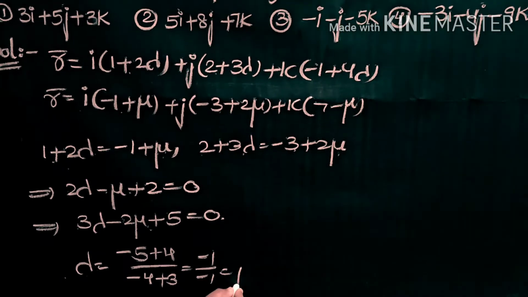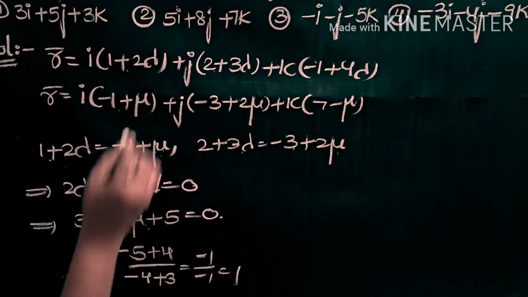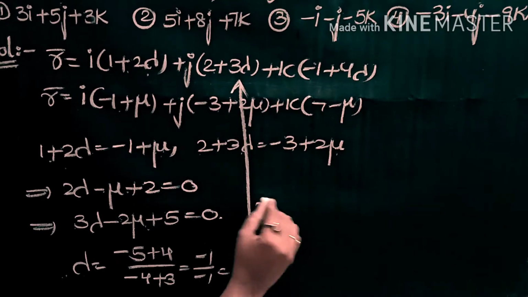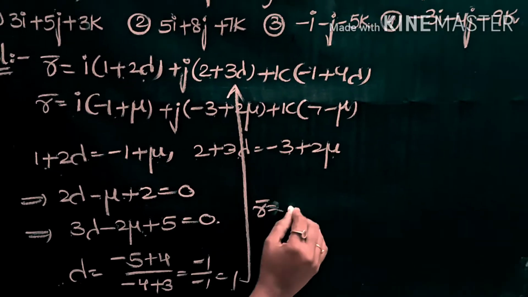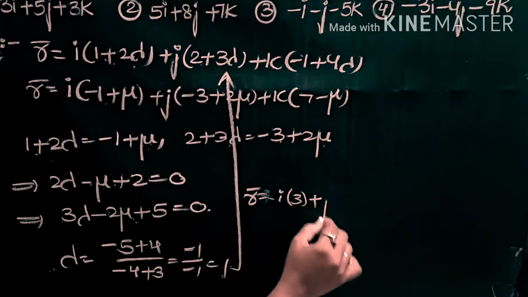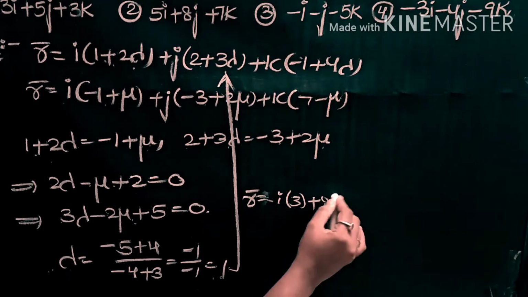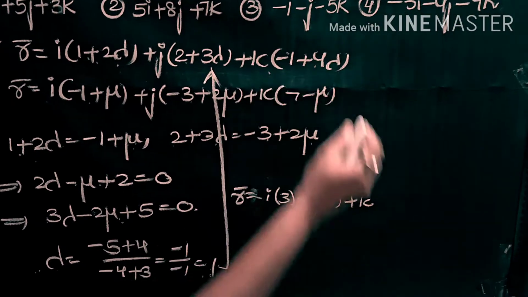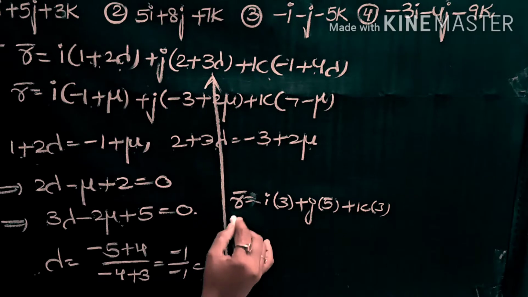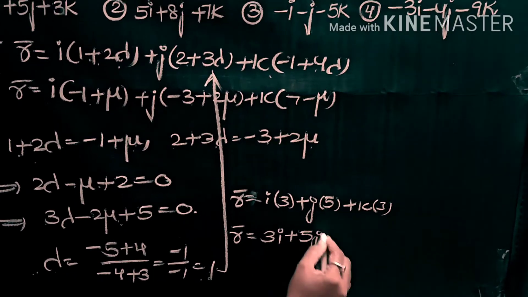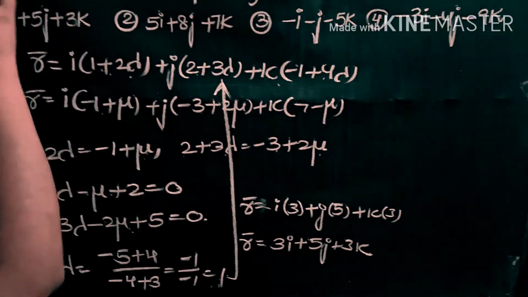So now we are substituting this lambda is equal to 1 value in this equation. That is r bar is equals to i into 1 plus 2, 3, plus j into 2 plus 3, 5, plus k into minus 1 plus 4, 3. That is point of intersection r bar is 3i plus 5j plus 3k, which is the first option.